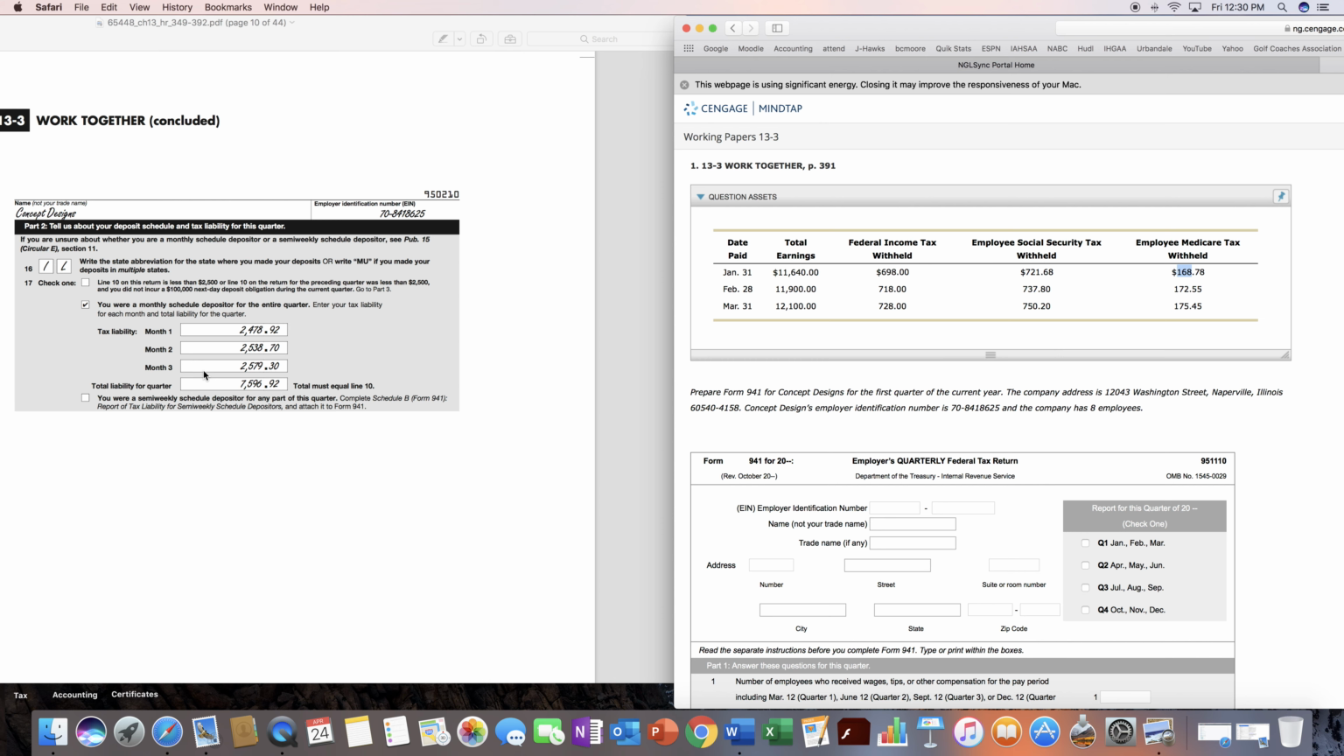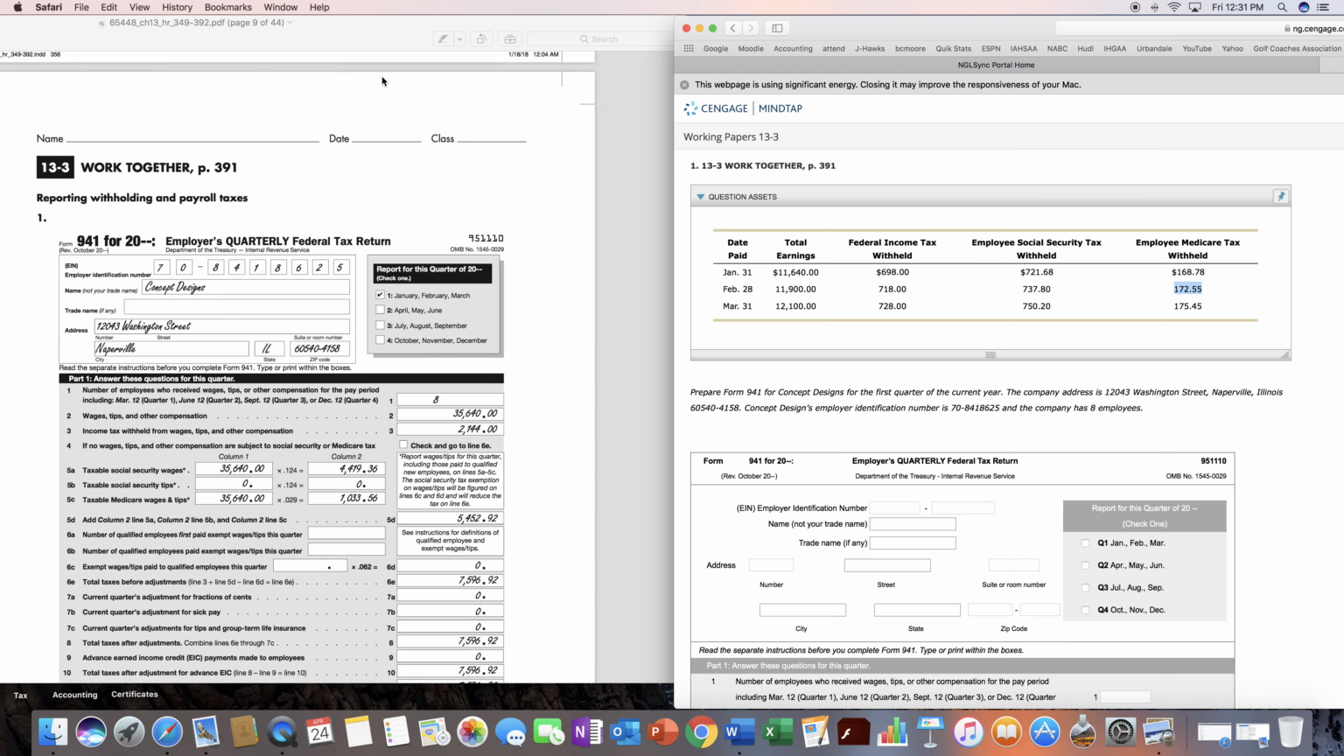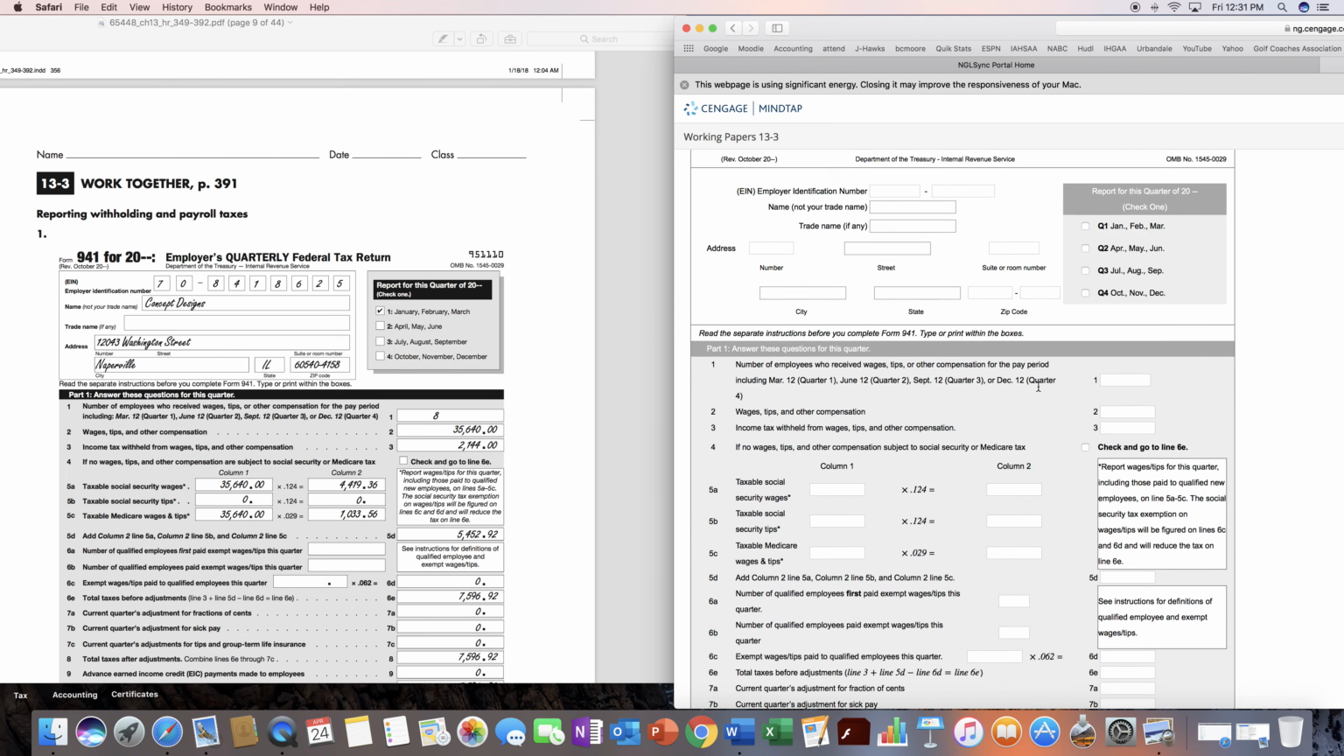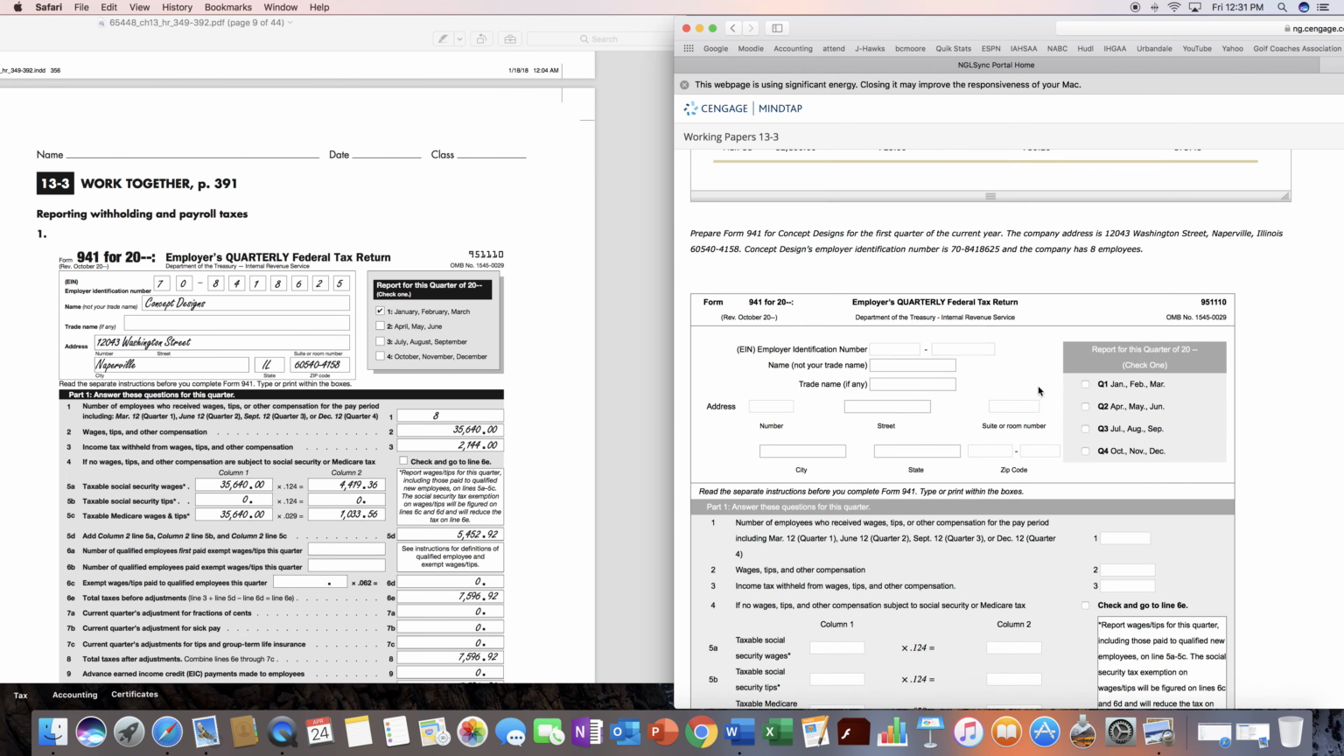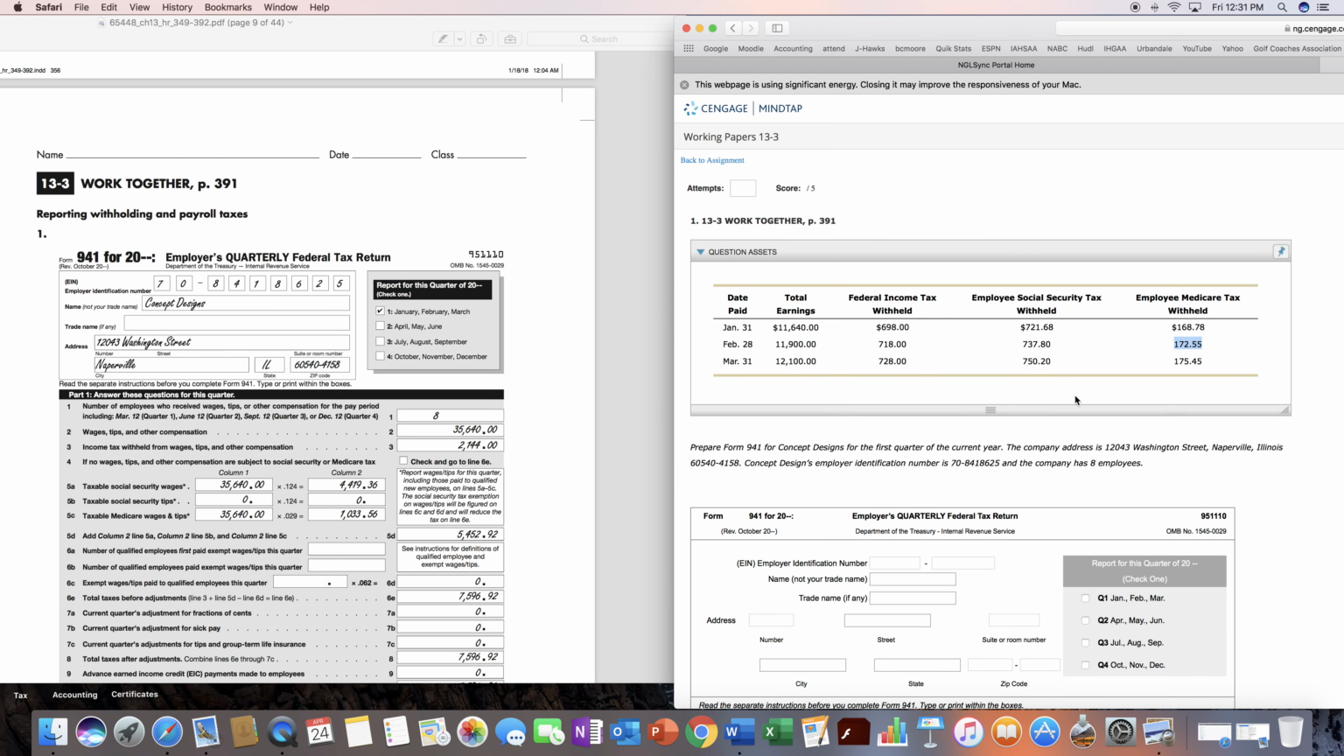Then you do the same thing for months 2 and 3. Multiply the Social Security tax times 2, the Medicare tax times 2, add those two numbers up, add it to the federal income tax, 718, and you get that number. And that's how you complete this. I think it was easier than going through it and trying to figure all that out on your own. You can take this video and use it to help yourself with the application problem. Good luck, everybody.